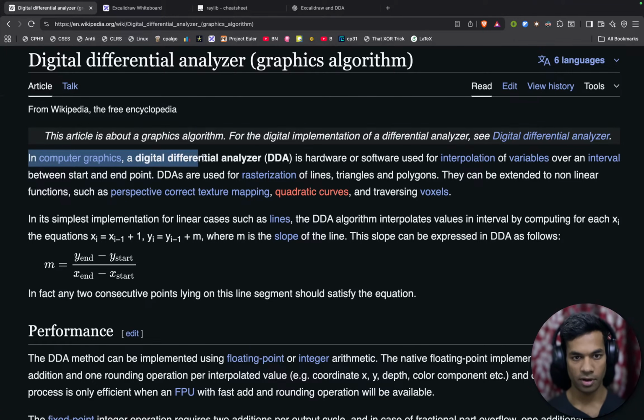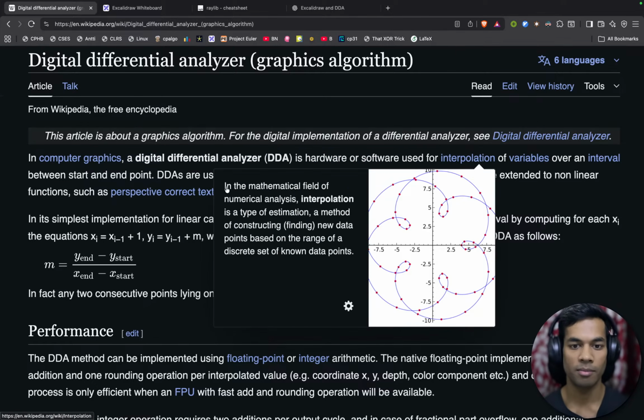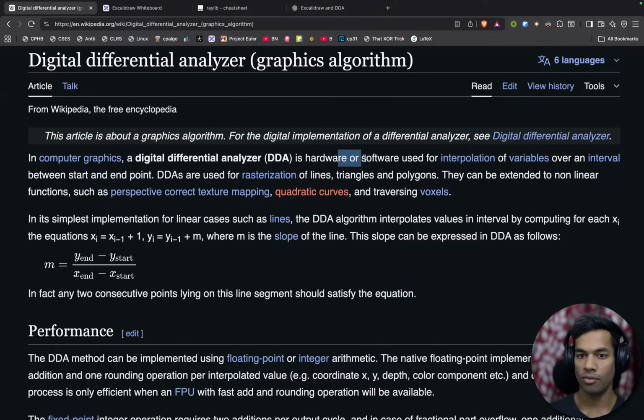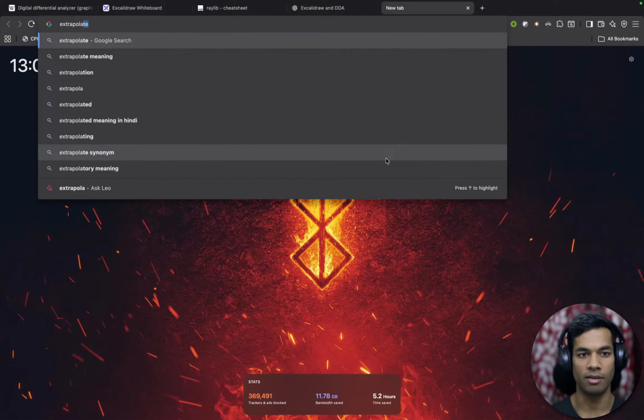In computer graphics, a digital differential analyzer is hardware or software used for interpolation. Yes, that is the word which was used by a person. In the mathematical field of numerical analysis, interpolation is a type of estimation, a method of finding new data points based on the range of a discrete set of known data points. Makes sense. Interpolation is different from extrapolation. Extrapolation, I think that is a word.